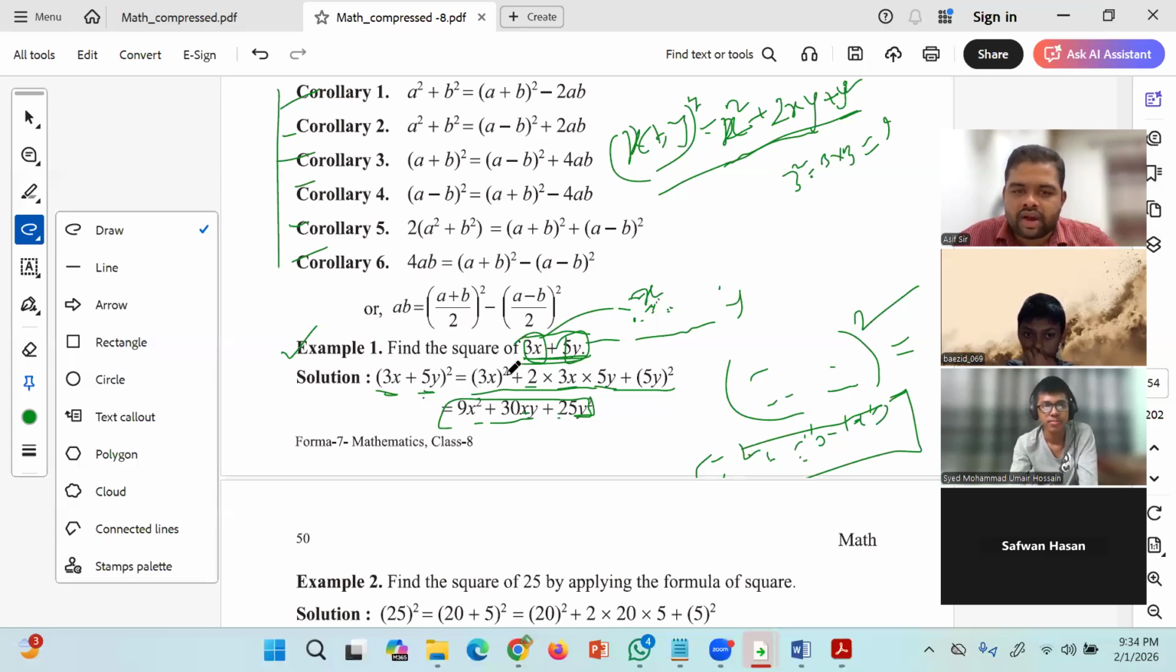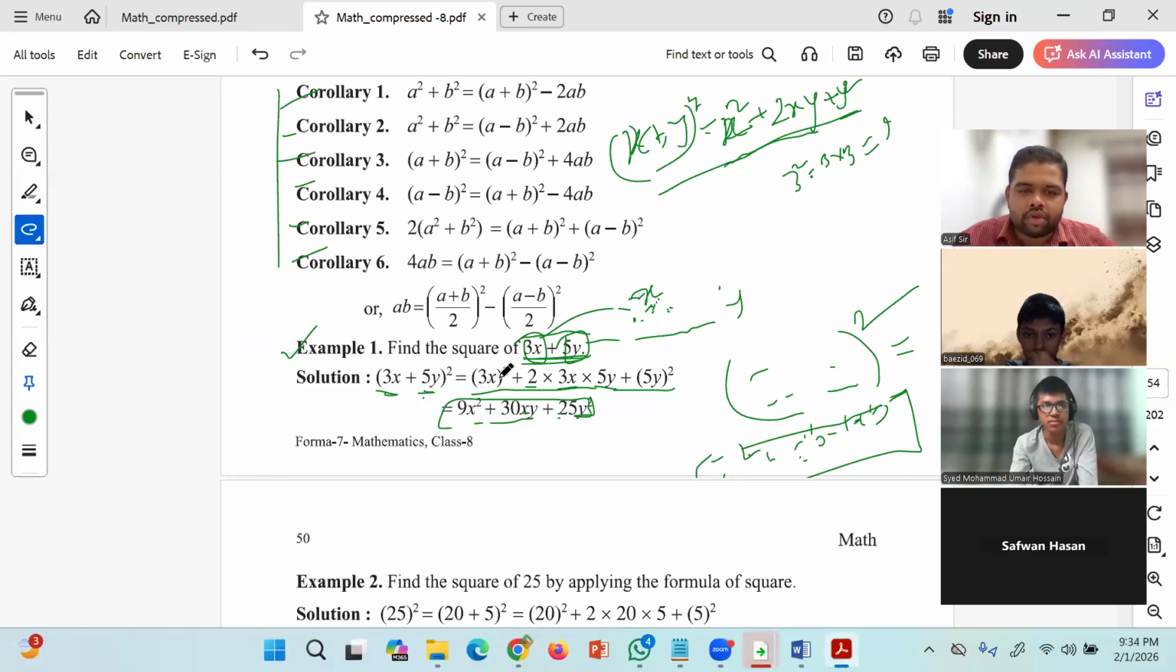And the square is also above the x, right? Not only the 3. X is also squared. So as x has no value for now, we have to write the x as it is. We just have to put the square above the x. So 3x squared becomes 9x squared.